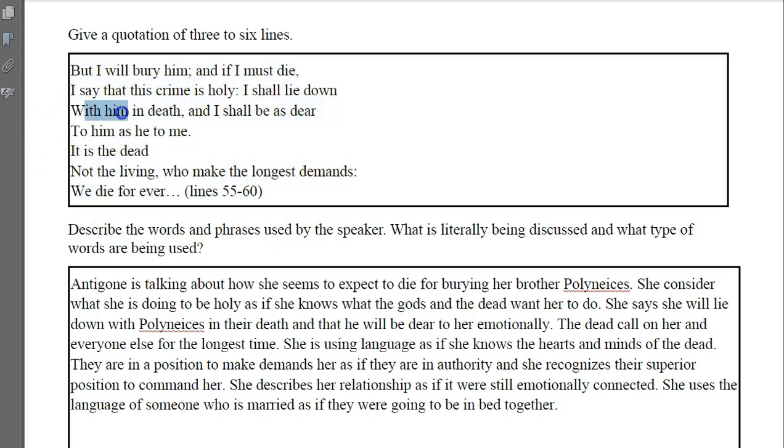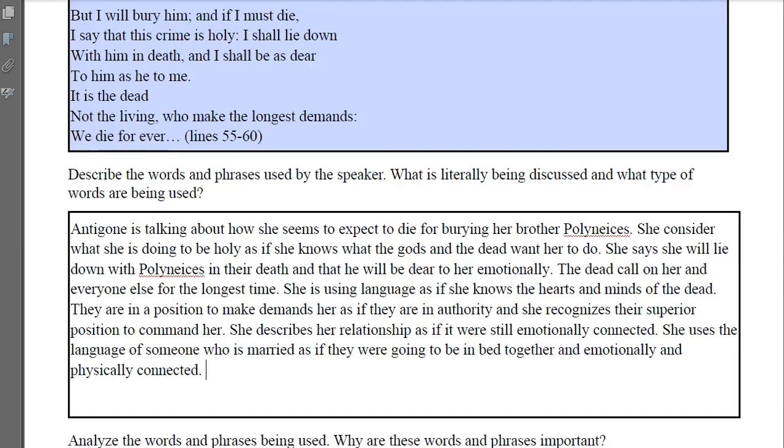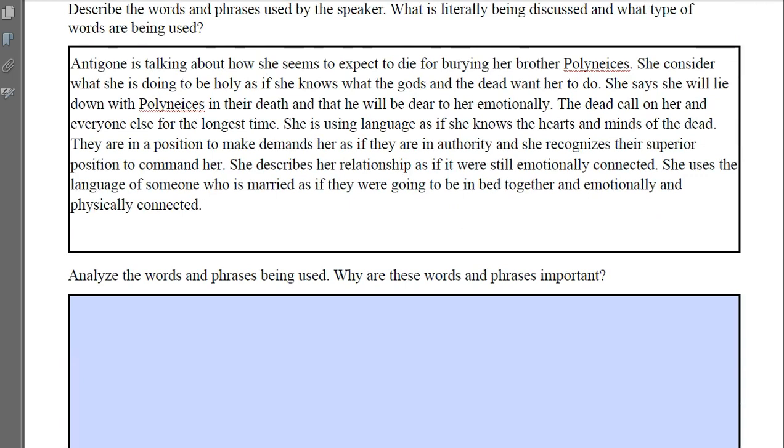I shall lie down with him, and don't tell me it's not there. I shall be as dear to him as he to me. Bed together, and emotionally and physically connected. That's really creepy stuff. Considering who their dad is, that's getting really creepy. So, again, I've broken it apart. Now, why are these words important? I will come up with my own analysis.